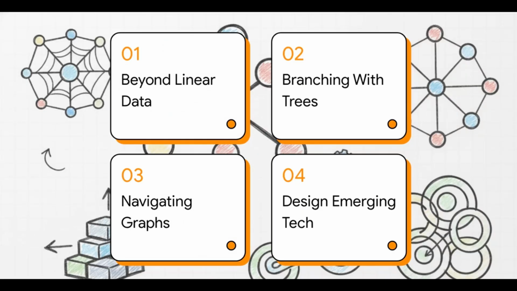Here's our roadmap for this explainer. First, we'll look at moving beyond linear data structures. Second, we're branching out with trees. Third, navigating the graph network. And finally, designing for emerging tech.